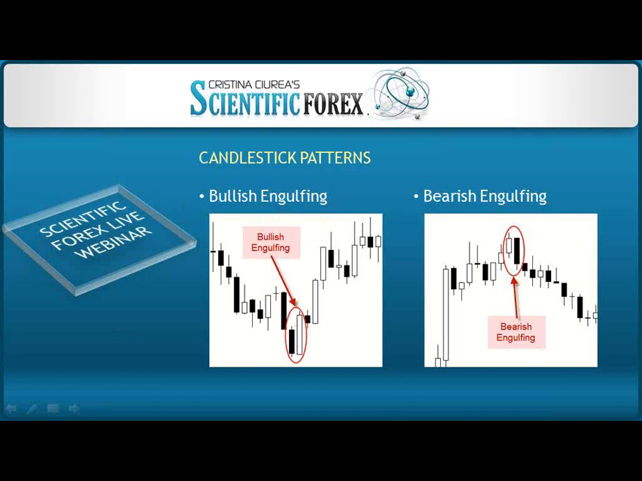Here we have bullish engulfing and bearish engulfing. Probably you already read in the manual about those candlestick patterns. What are the characteristics of the bullish engulfing formation? The formation is made up of 2 candlesticks. The first candle is a black, bearish candlestick. The second is a white, bullish candlestick. The second candle has an opening price under the previous candlestick's closing price, and a closing price above the previous candlestick's opening price.